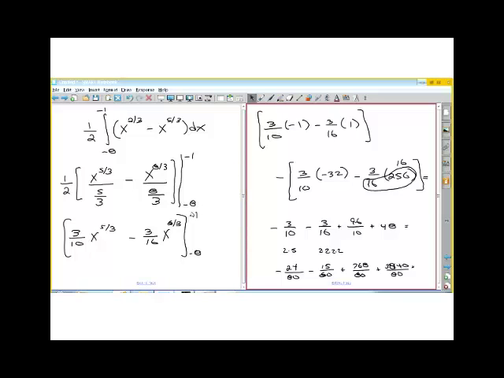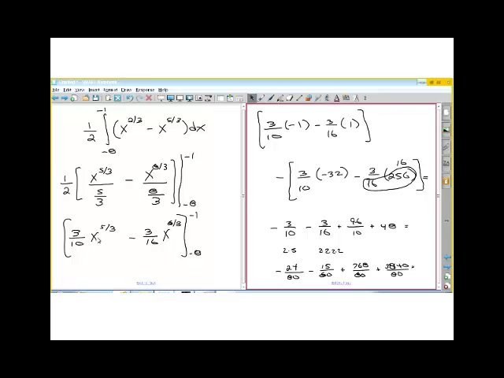Then we evaluated these two things, first at the upper limit and then at the lower limit. So I said negative 1 to the 5/3 is negative 1, because the cube root of negative 1 is negative 1. Negative 1 to the 5th power is negative 1, so you put that in there. Here, we had 8/3. So again, the cube root of -1 is -1. -1 to the 8th power is +1.